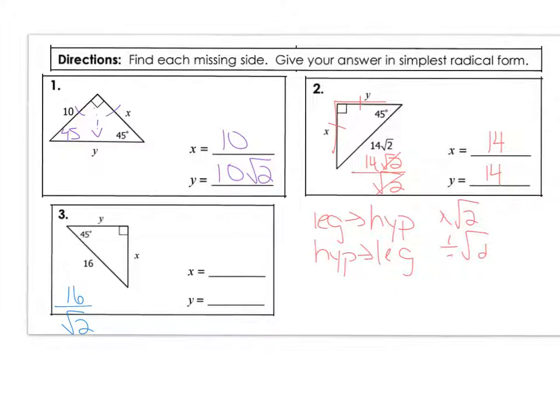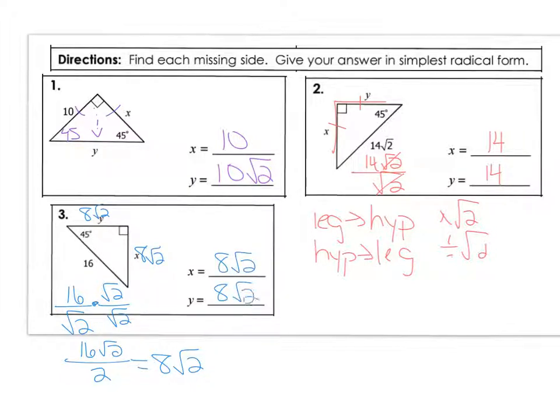Well, we have to rationalize this, right? We've got a square root in the denominator, so we have to multiply by root 2 over root 2. So we get 16 root 2 over... the square root of 2 times the square root of 2 is 2. And then we can simplify this and we get 8 root 2. So this is 8 root 2. And since it's an isosceles right triangle, they're both 8 root 2. Okay? And you could check this. If you take 8 root 2 and you multiply by root 2, you're going to get 16.